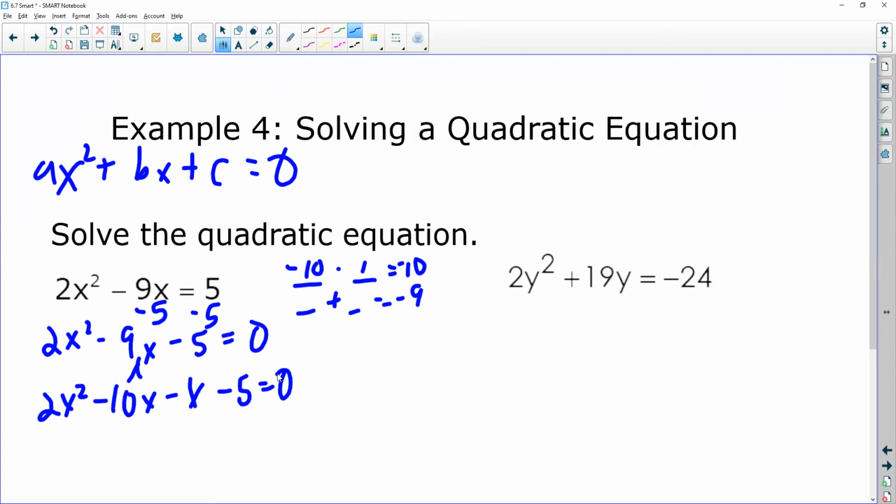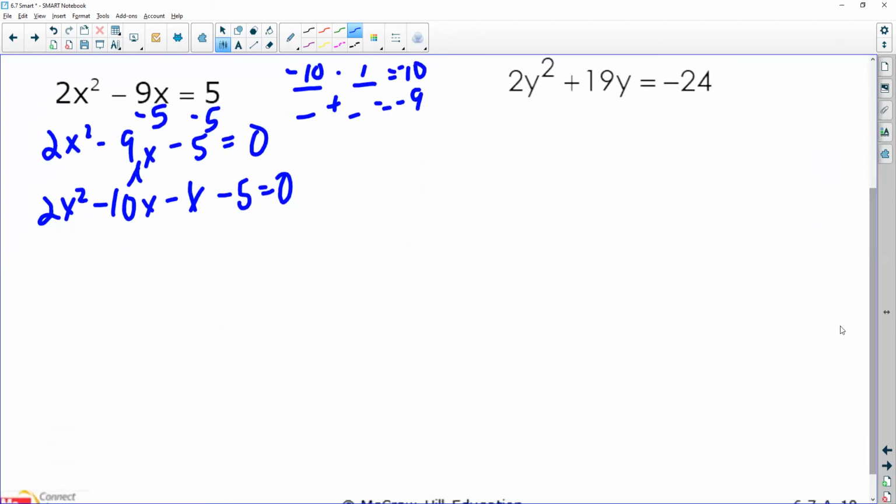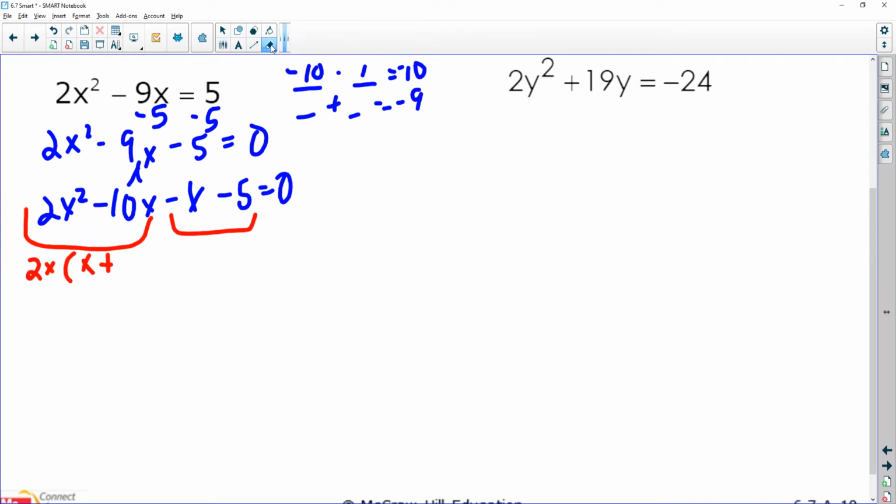Then I'm going to factor by grouping. I'm going to change colors. So out of the first set, I'm going to take 2x, and I'll leave you x minus 5. x minus 5.